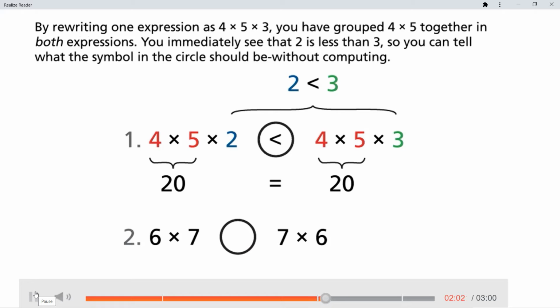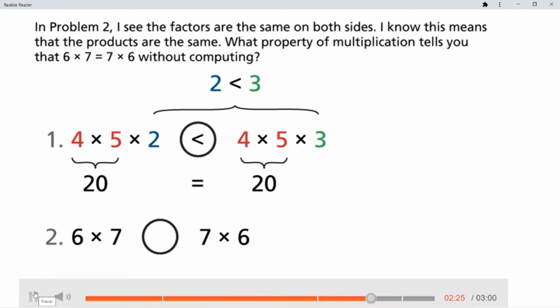By rewriting one expression as 4 times 5 times 3, you have grouped 4 times 5 together in both expressions. You immediately see that 2 is less than 3, so you can tell what the symbol in the circle should be without computing.